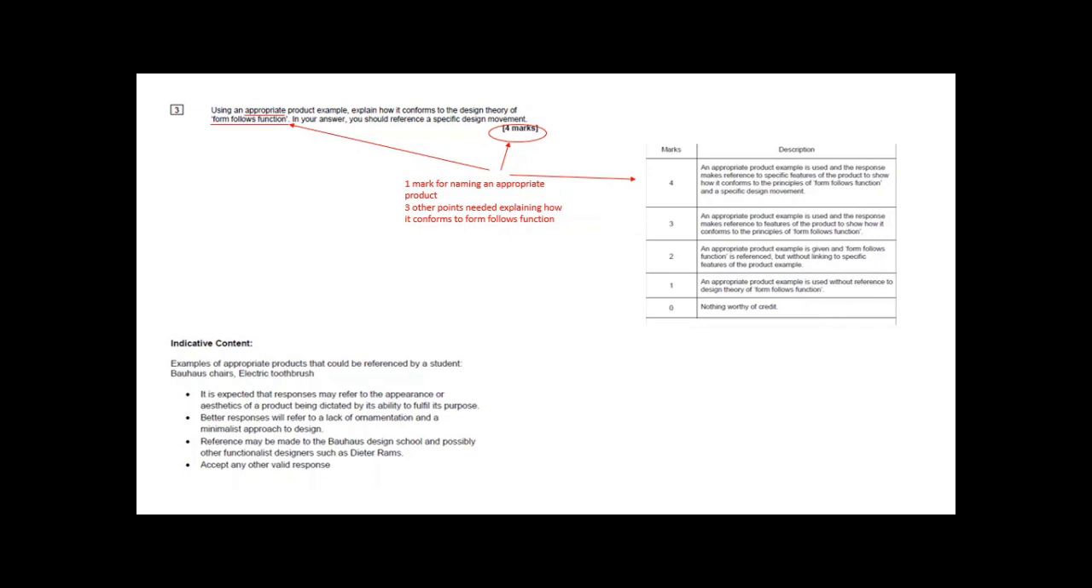So it's expected that responses may refer to appearance or aesthetics of a product. Better responses refer to lack of automation and a minimalist approach to design. So that's not having overly excessive decorative features on there because it's just not their style. The most famous designer for Bauhaus is Dieter Rams, who had his 10 principles of good design. You could name other Bauhaus designers if you knew who they were. Dieter Rams is the most famous one, and he did a lot with Braun, with things like the radio and the electric razor.